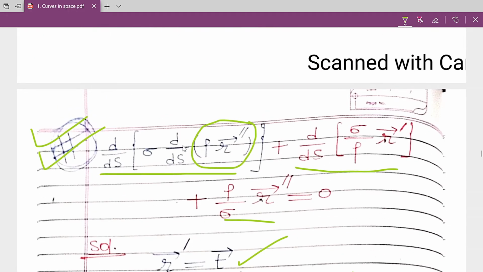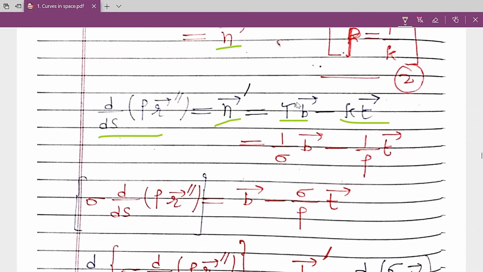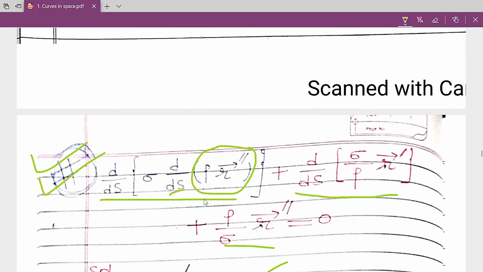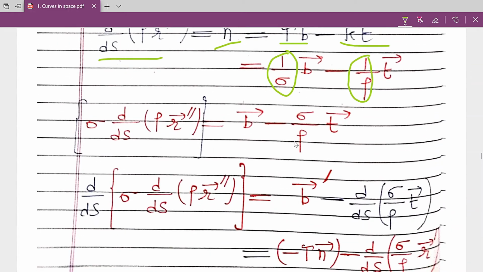Now, next step is differentiate with respect to s. We get n dash. So what do we get? We get tau b minus kappa t. So this is using the Frenet formula. Now what is tau? Which is 1 by sigma. And what is kappa? Which is 1 by rho. So this is the value. Now next step is to multiply with sigma. Clear? So if we multiply with sigma, we get these values. This cancels. This sigma by rho. So we get these values.